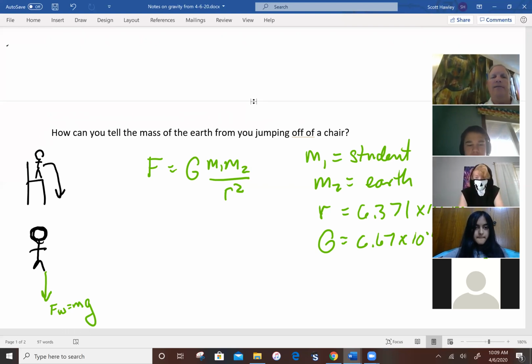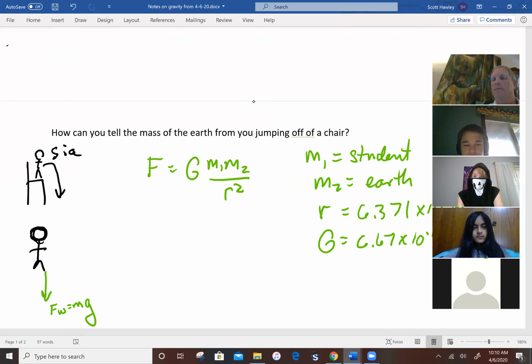All right, now watch. If this is Sia right here, and she's jumping off of her chair, isn't she going to go down at 9.8 meters per second squared? And isn't the force of gravity, what you guys call the force of gravity, going to pull her down? Now, I've always been telling you the force of gravity or the force of weight is FW equals mg, right? That's just plugged in your head, right?